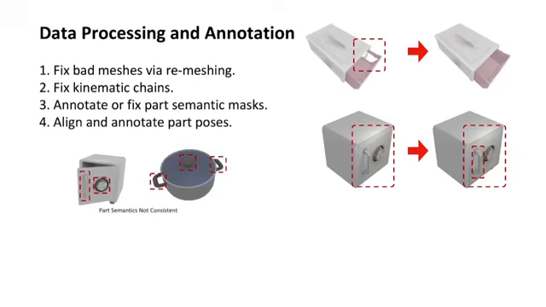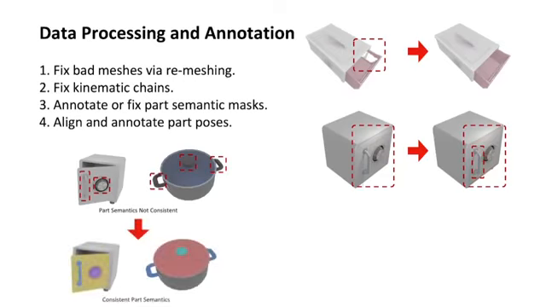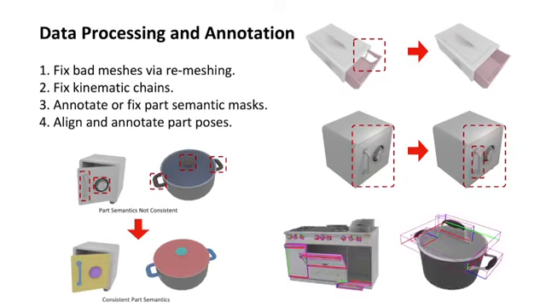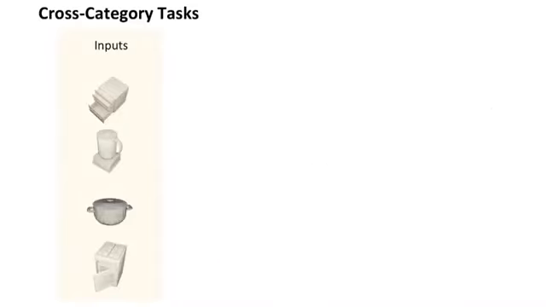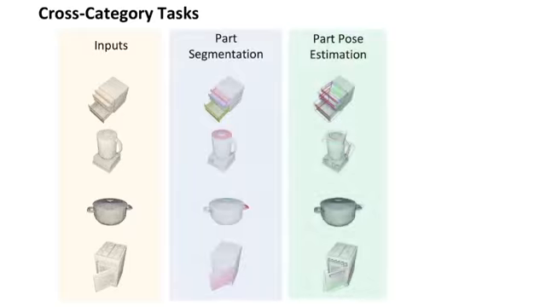Thirdly, we find that the original data didn't come with consistent part labels, so we annotate all the part semantic labels for AKB48 objects, and fix many labels for PartNet Mobility objects according to our definitions, to ensure our part labels are consistent across object categories. Finally, we use extensive rules, along with an annotation interface to align the functional parts with their canonicalized poses, and annotate the part poses. Given the part and pose definition, we then investigate 3 cross-category tasks: part segmentation, part pose estimation, and part-based object manipulation.